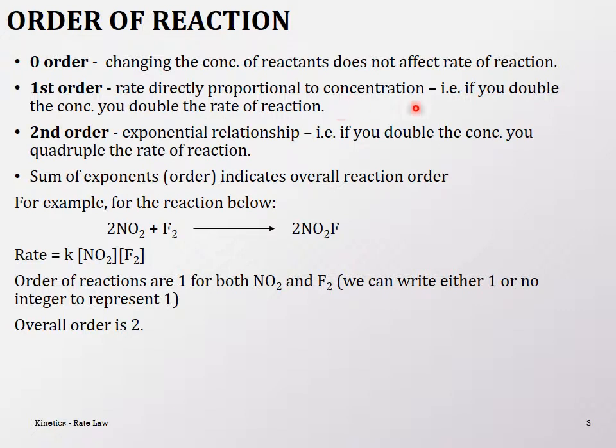And what that means is that if you double the concentration, you also double the rate of reaction. Okay, so that would be a first order. A second order of reaction is an exponential relationship, which means that if you double the concentration, you quadruple the rate of reaction.